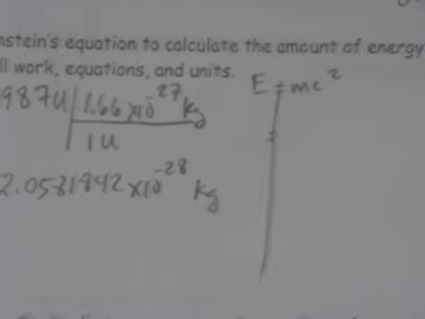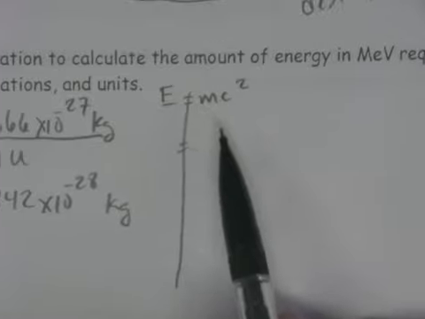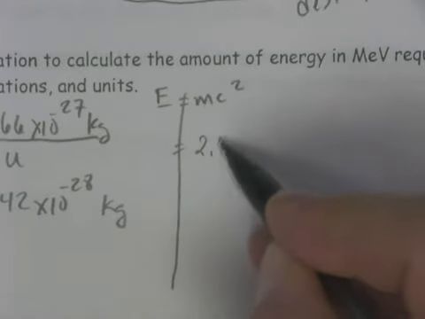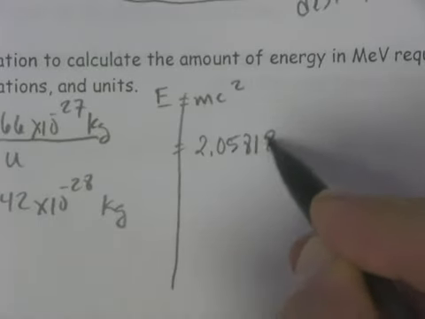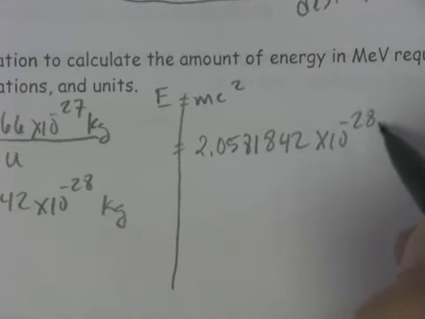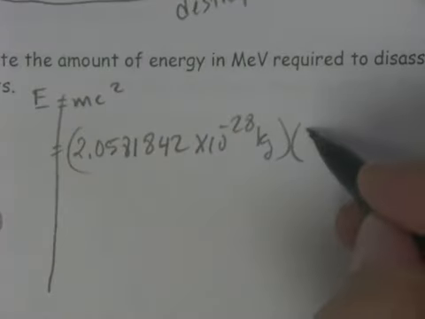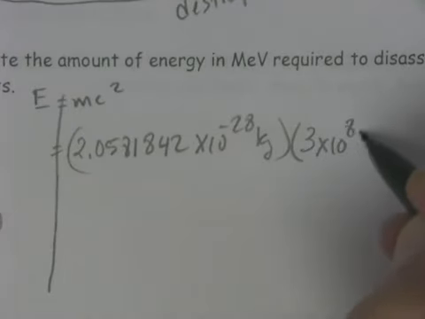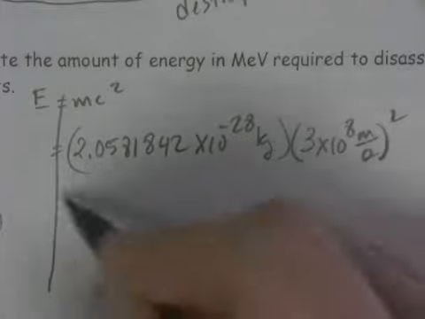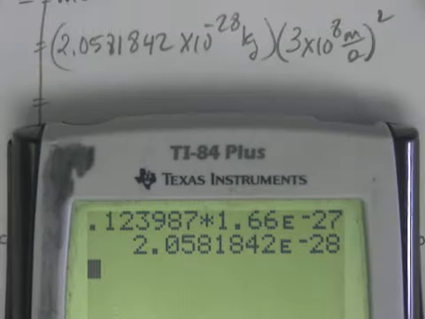Okay, the next step is to take that number, which is the amount of mass that's destroyed, which is this M. I'm just going to dump it in there. So it's 2.0581842 times 10 to the negative 28th kilograms times the speed of light. Now I have to use this form of the speed of light because I need it in meters per second. And then I just multiply those together. Here's how I'll do that.